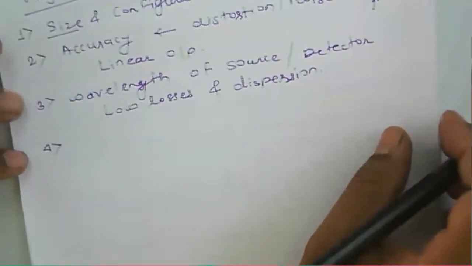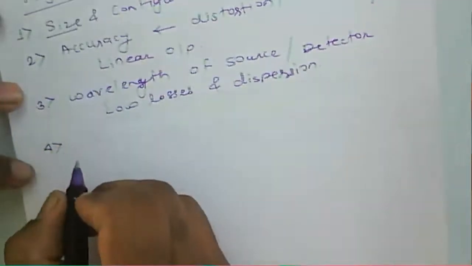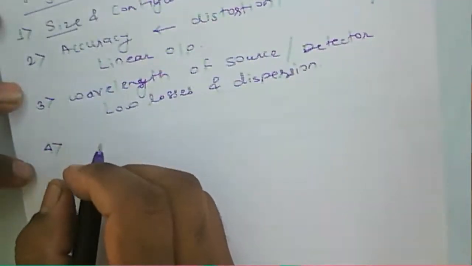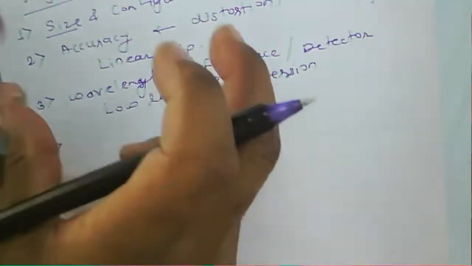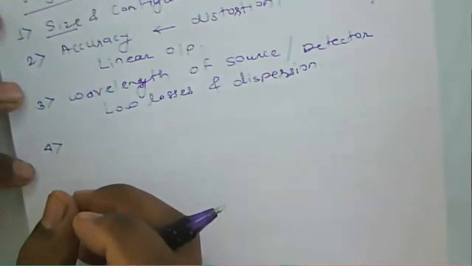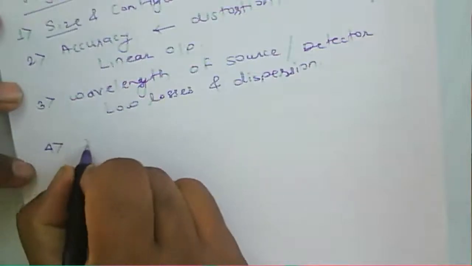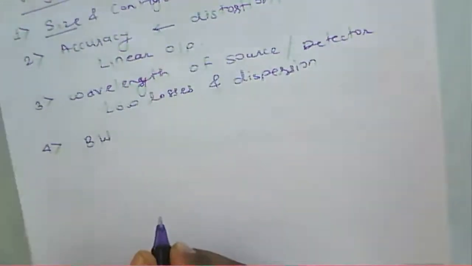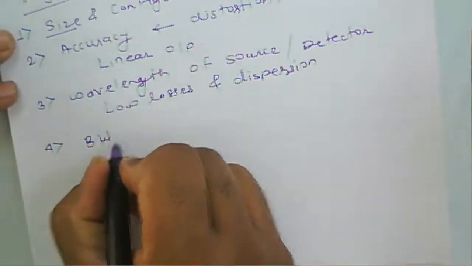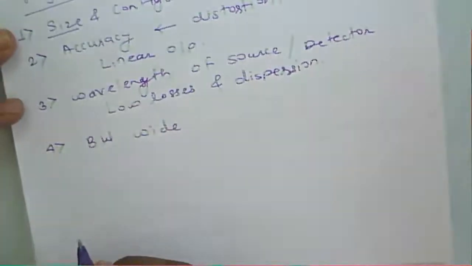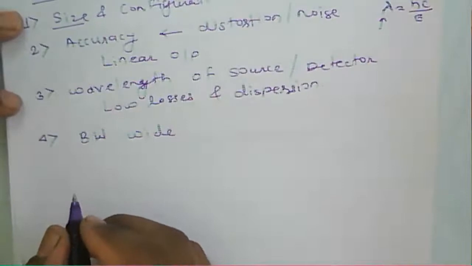Then another requirement is, for a given particular source, that the source is capable of generating a signal or light that will work at a larger operating bandwidth, or we can say a wide bandwidth. Whichever source we are using has a wide bandwidth of operation.